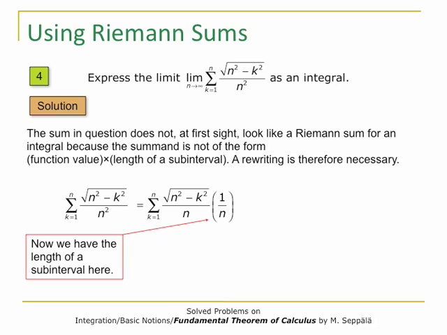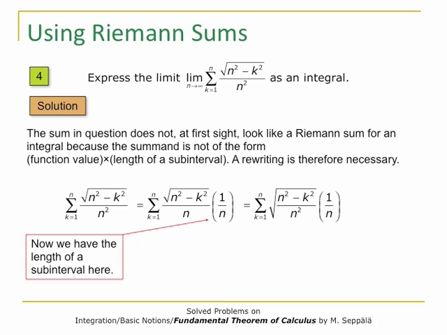Next, in the term square root n squared minus k squared and that divided by n, we move the denominator n under the square root, and we obtain that the original sum is now sum k from 1 to n of square root of the fractional expression n squared minus k squared divided by n squared, and that square root multiplied by 1 over n.